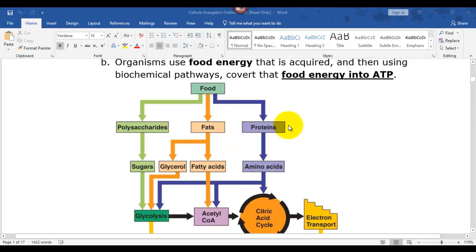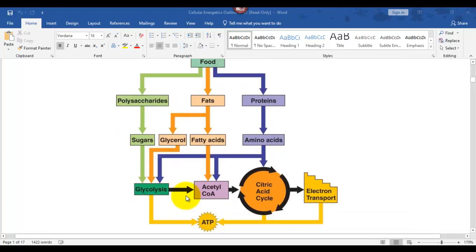Another good diagram, so take a look at this when you get a chance. We talked about these categories last week. Here's food: polysaccharides, fats, proteins. Polysaccharides are broken down to sugars, which then can be used in glycolysis, which all of these can. And these are three examples of how a cell will convert food energy into ATP.